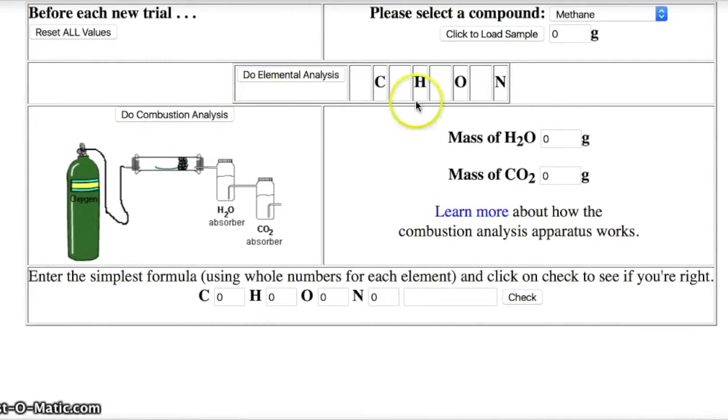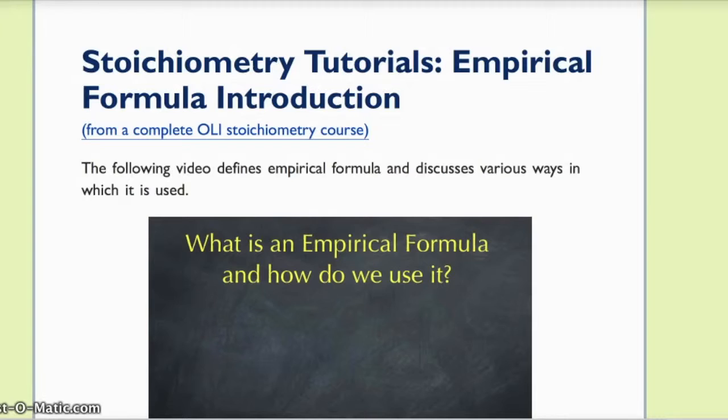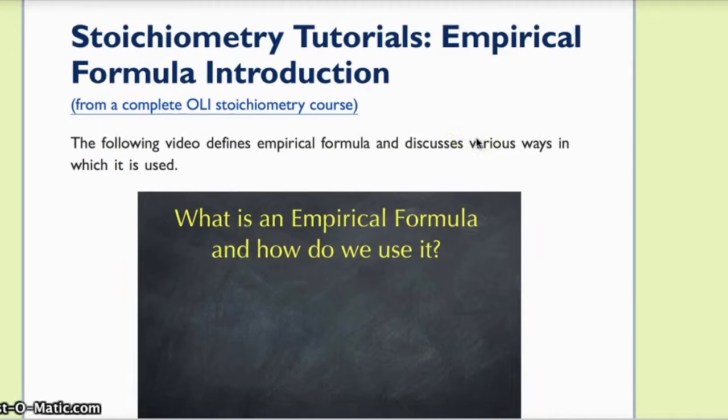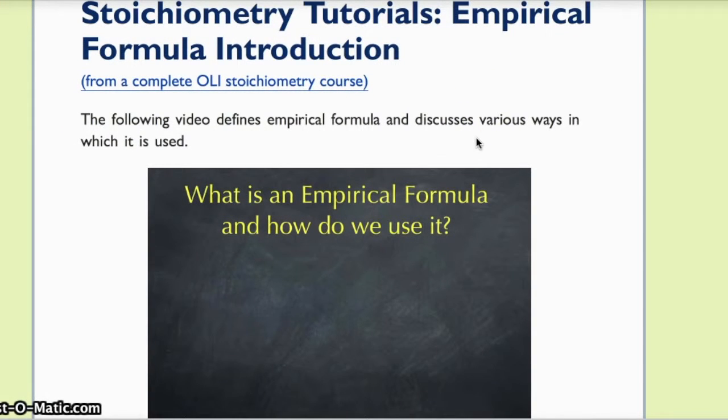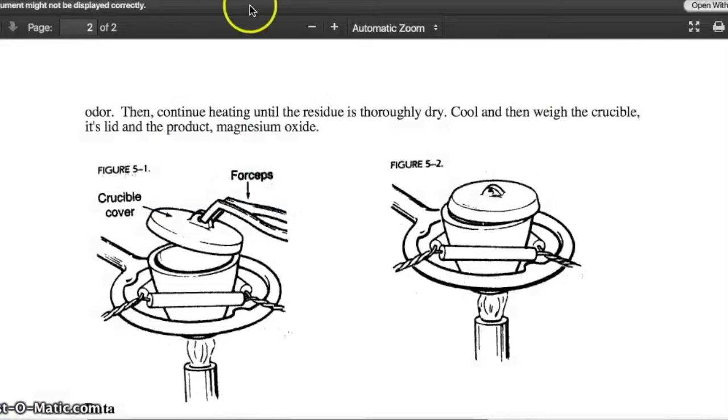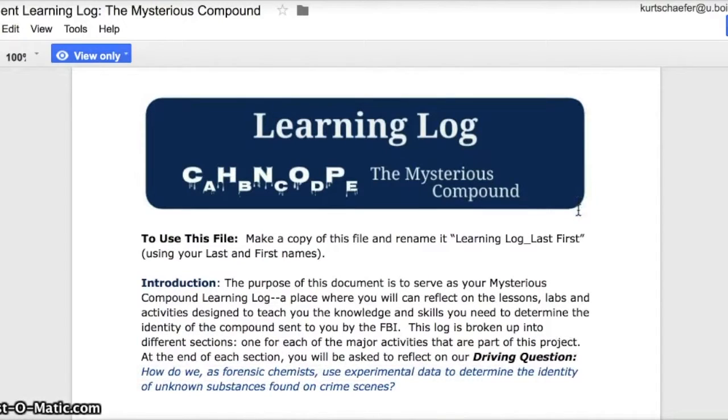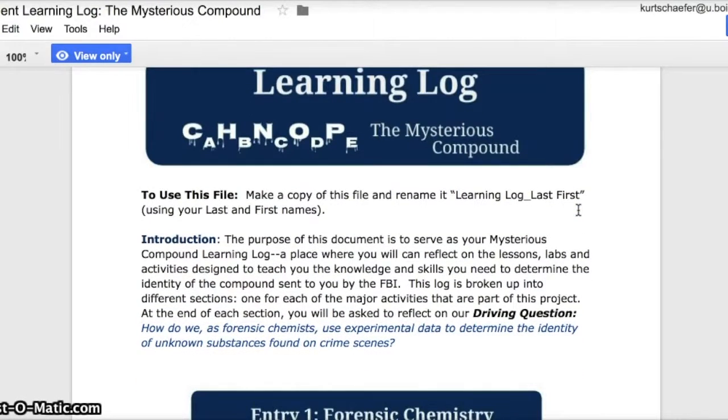They use this simulator to learn about combustion analysis. They go through a series of online tutorials and virtual labs. They also conduct a wet lab in our own classroom that reinforces the knowledge that they've gained about chemical analysis, all the while keeping what they've learned and recording it in a learning log.